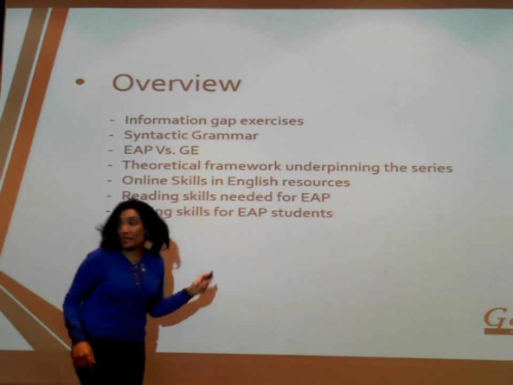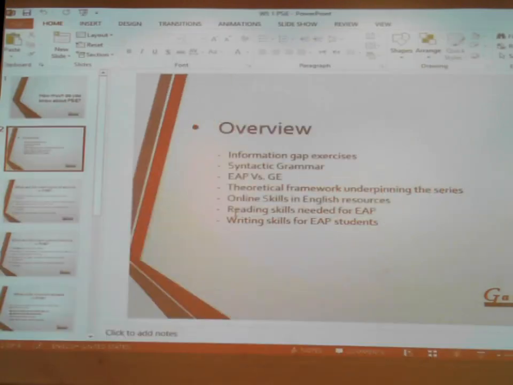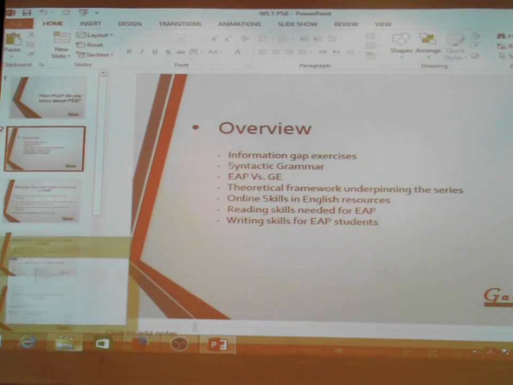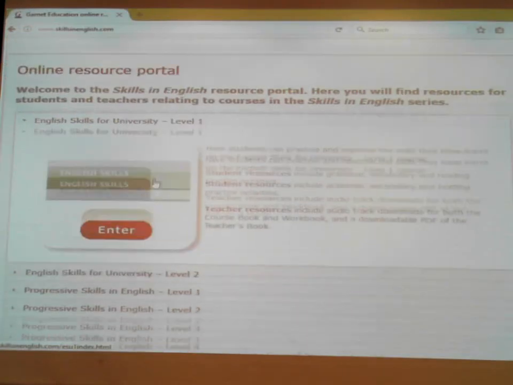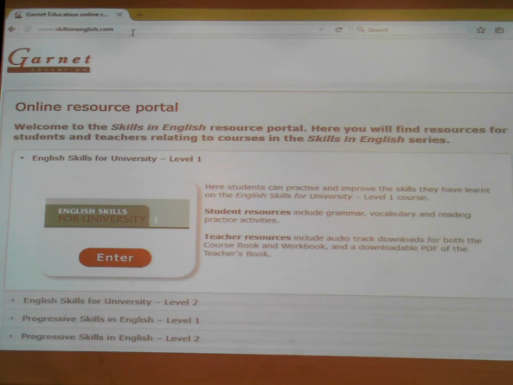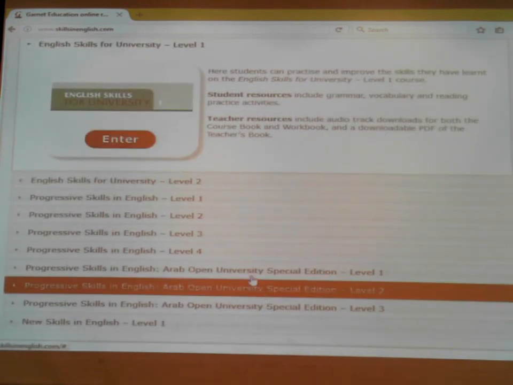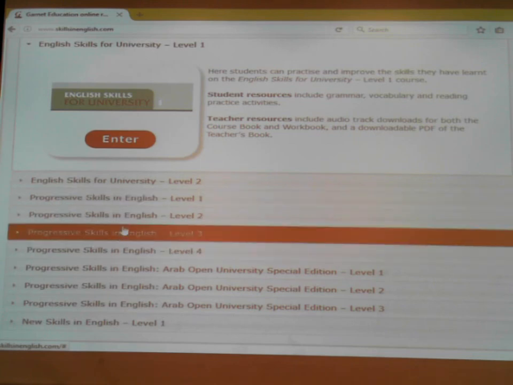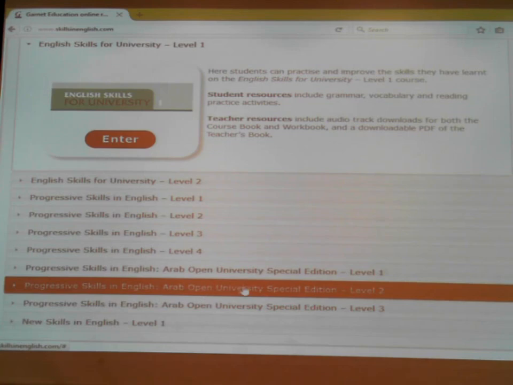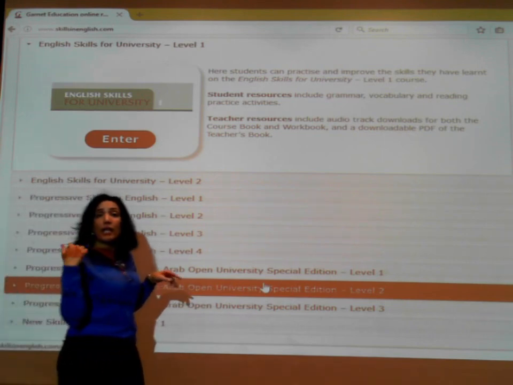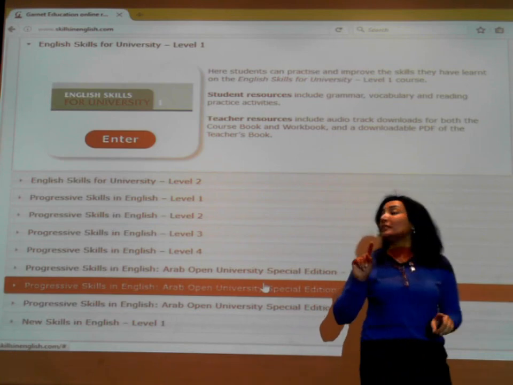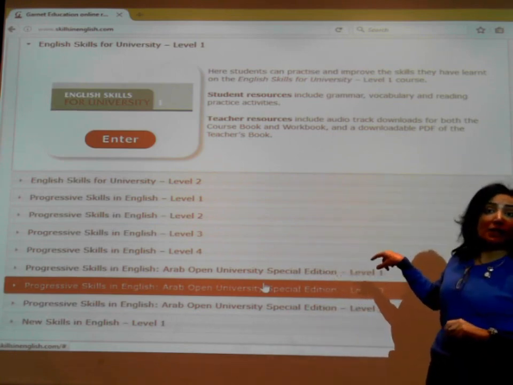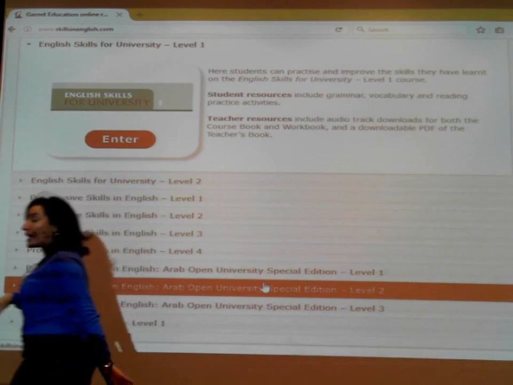Let me start by this, and the website is skillsinenglish.com. If you can see on the screen, we have the Progressive Skills in English, the general ones that are used for different purposes, yet we have the Arab Open University Special Edition. None of the series books are closed for anyone. Our students as well can use any of the series editions, but we should direct them to use Progressive Skills in English Arab Open University Edition, all right?